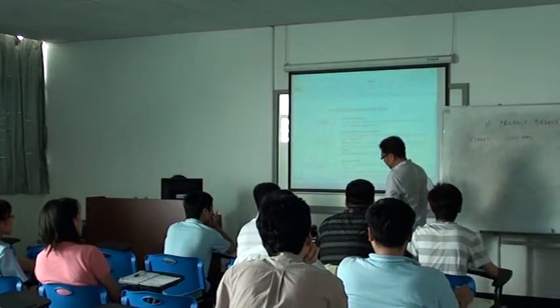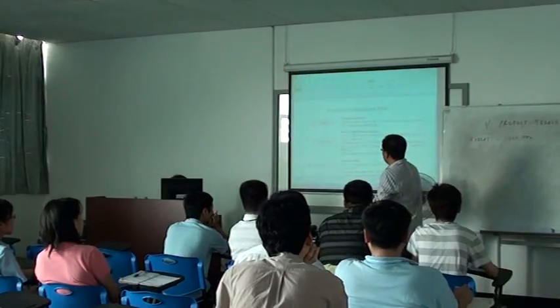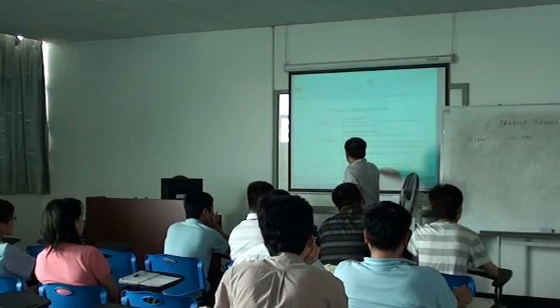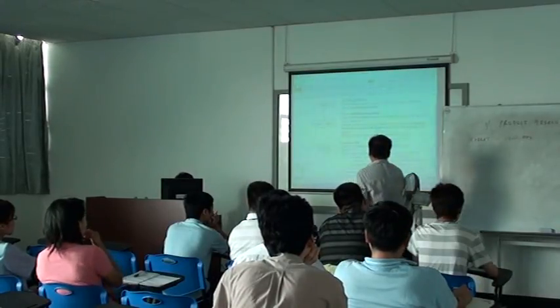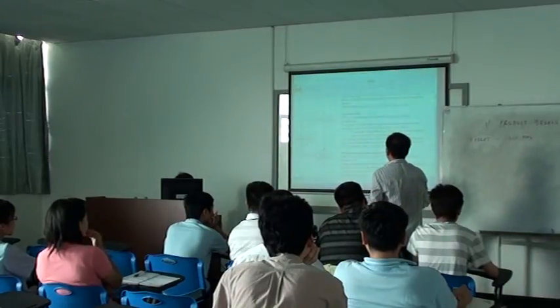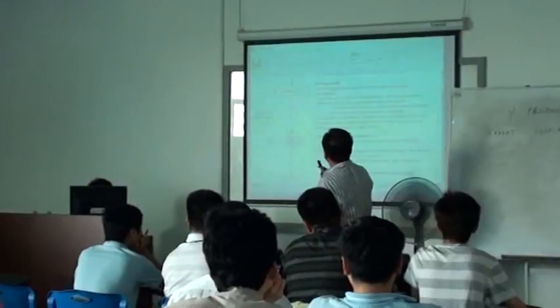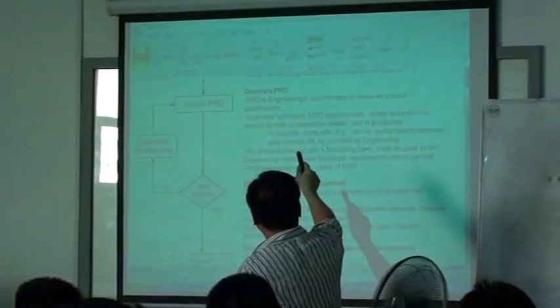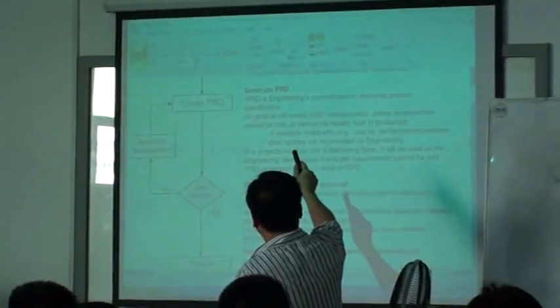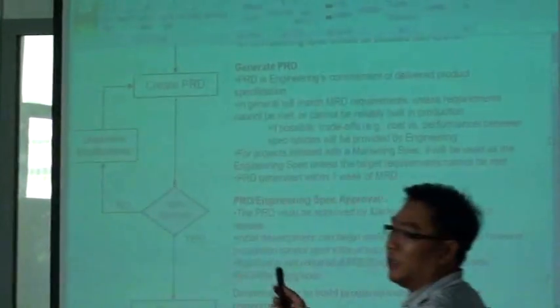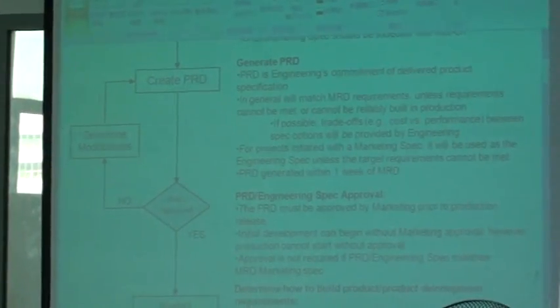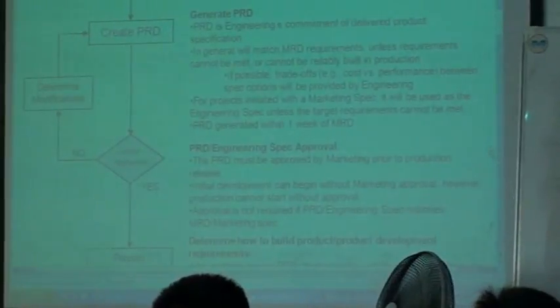So let me go to the detail of the product. So when we got the... okay. So we have to generate the PRD, that means the PRD, the engineering commitment, what we deliver as the product specification. It means the target of the engineer is this.